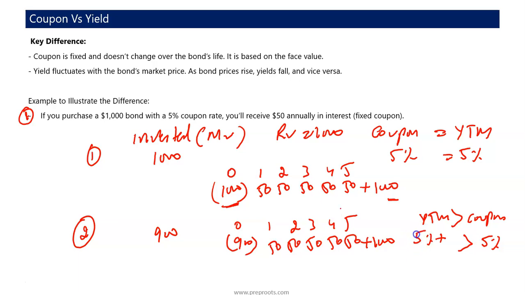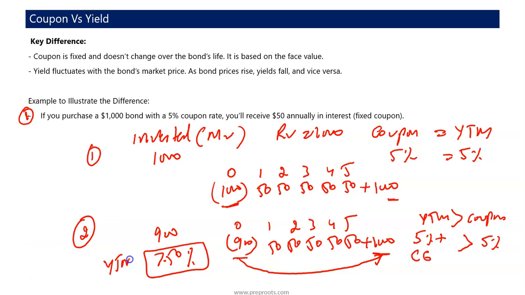Plus this capital gain. What do I mean by capital gain? I have invested 900 and I am getting back 1000. So that 100 is a capital gain. You will also receive this. So if I solve this on a financial calculator, the answer would be, the yield would be higher than 5%. So that is approximately 7.5%.